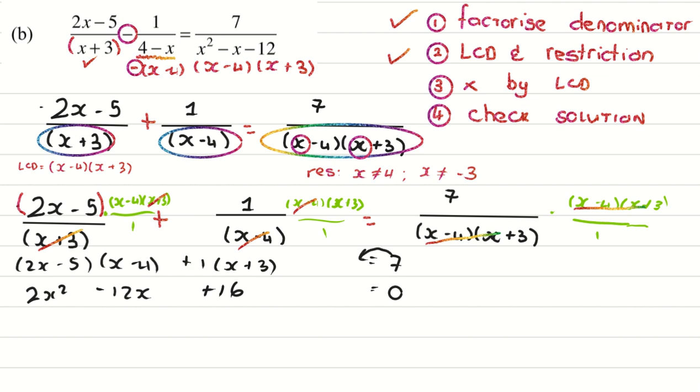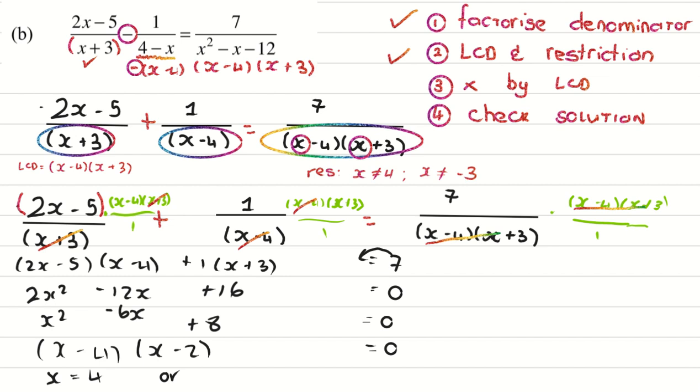You can work it out on your own. Then I'm going to simplify this further and divide each term by 2 so that we get x squared minus 6x plus 8 equal to 0. Then we go ahead and factorize this by saying x minus 4 and x minus 2 is equal to 0. And then at this point, our two solutions are x is equal to 4 or x is equal to 2.